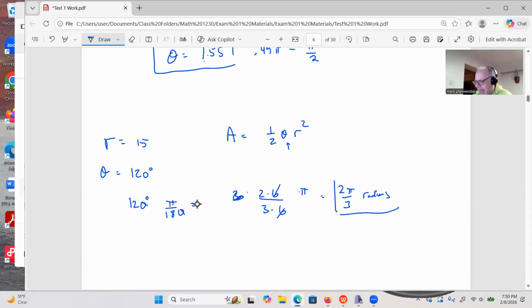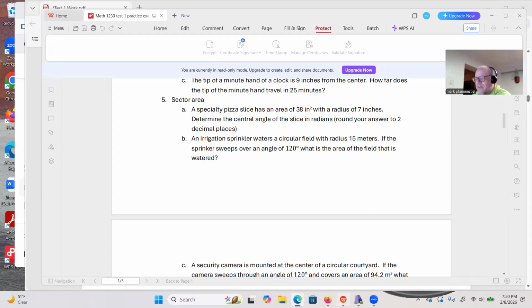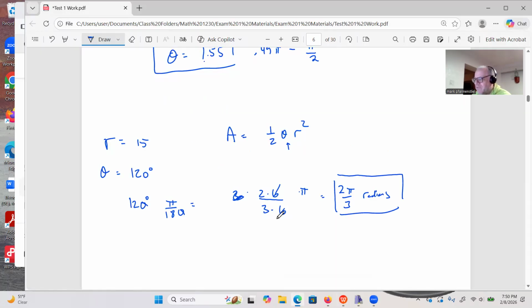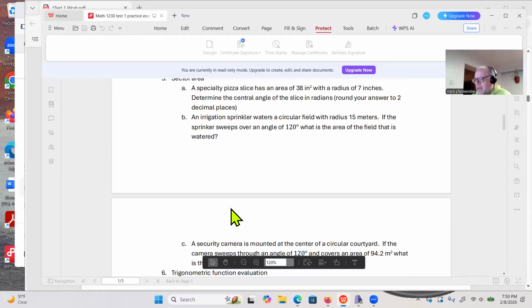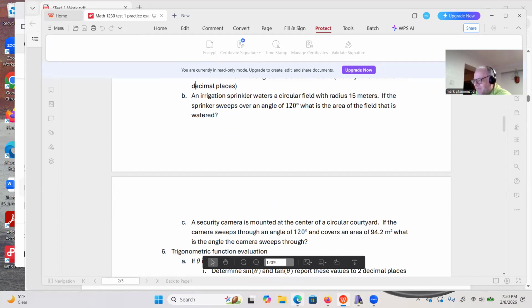Okay, as my angle. All right, in order to figure out the total area that we are looking for here, because I think that's what they're asking, what area of the field is watered? Yeah, they want to know the area. So we can go ahead and take a look at that.